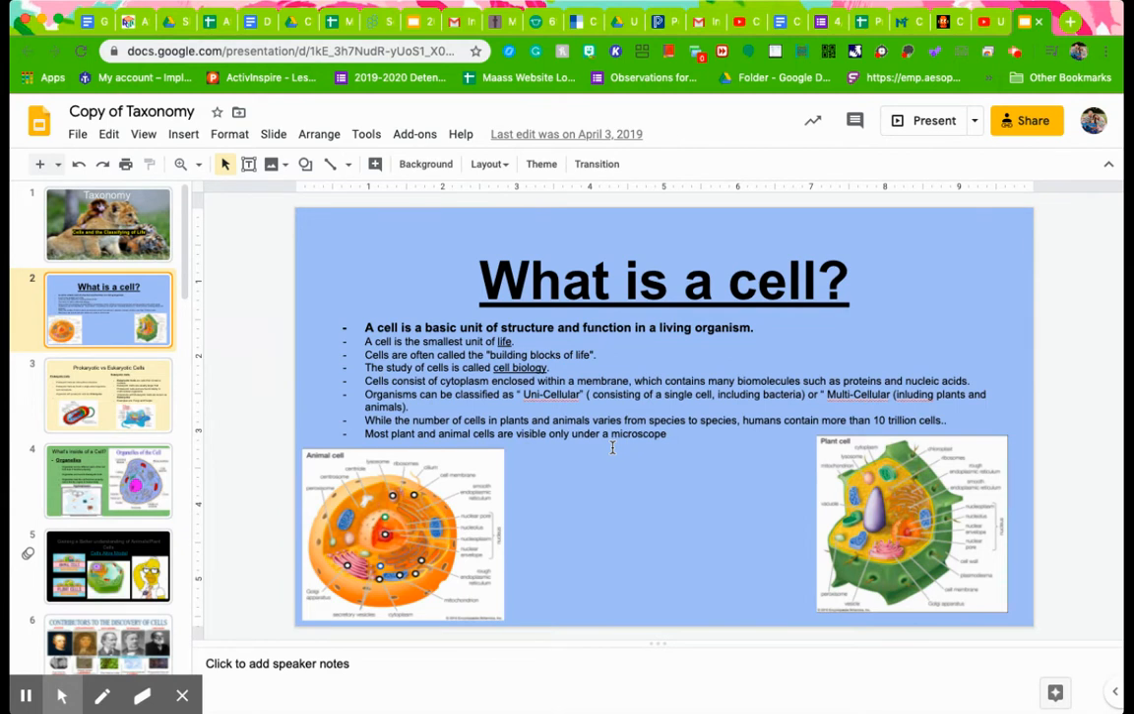A cell is the smallest unit of life. So if it's the basic structure and function of a living thing, it's going to be the smallest part of life. So cells are really important. Cells are the building blocks of life, literally. Think of bricks to build a building, you need a lot of them. You need a lot of cells to make up a living organism.